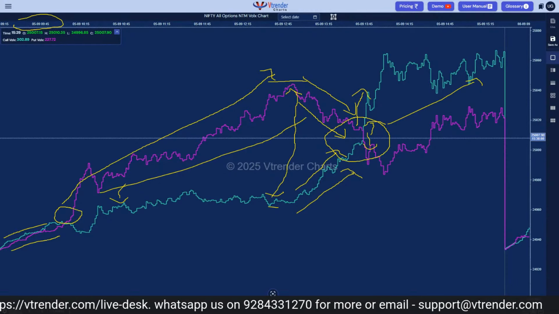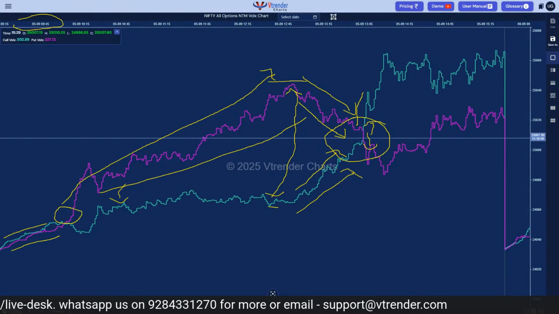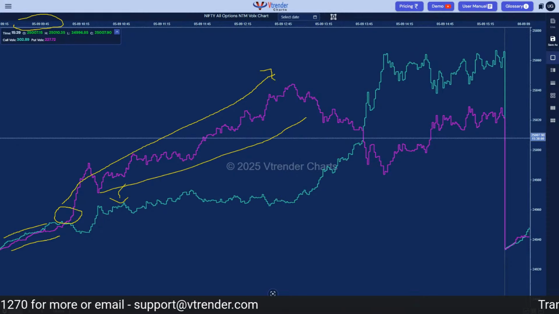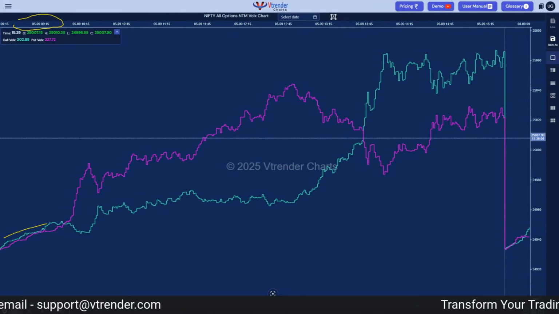So we have seen this volume X chart. Now let us go to the market profile chart of that day and see what the market profile was showing us on that day.